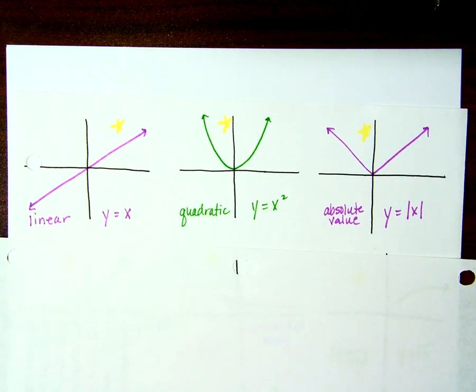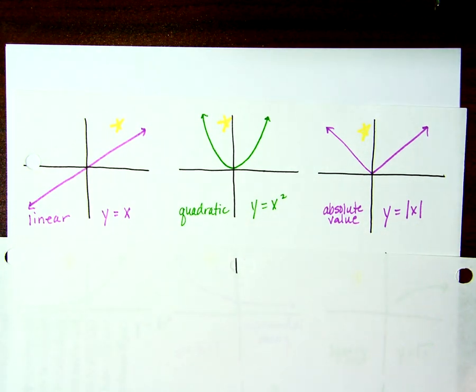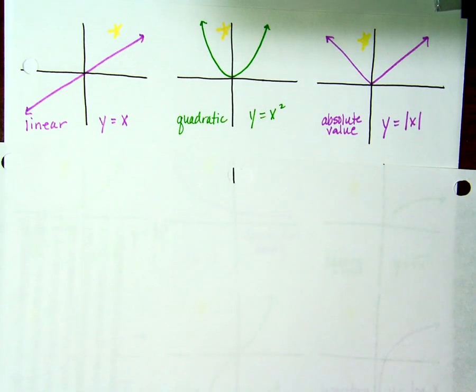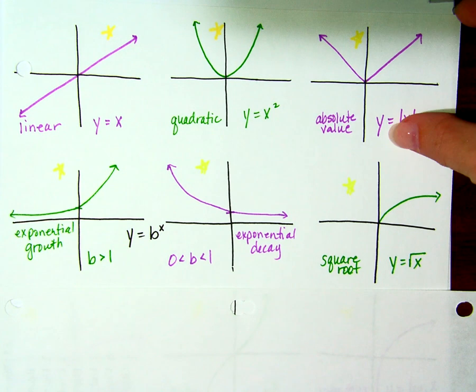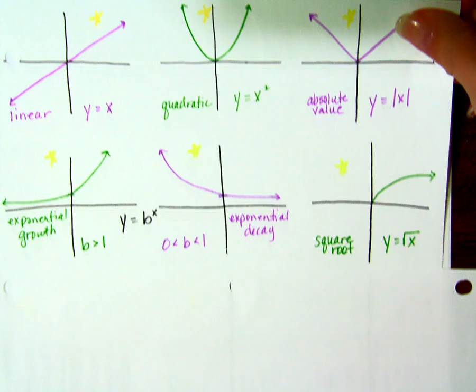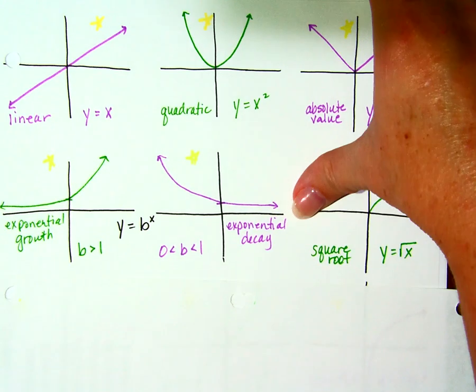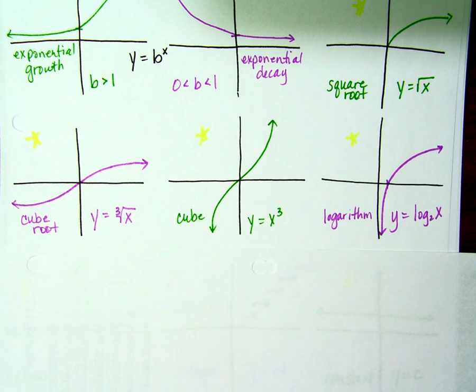You okay with these three? Linear, quadratic, and absolute value. We talked about these three a lot, didn't we? Okay? You all right with those? What about the next three? Exponential growth, exponential decay, and square root. Good with those? What about the next three? Cube root, cube, logarithm.